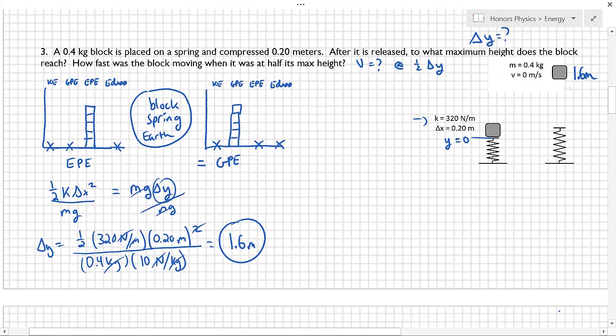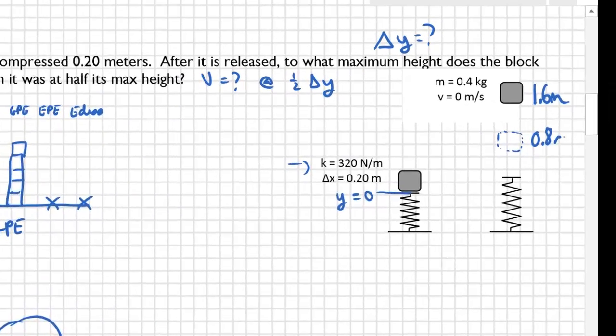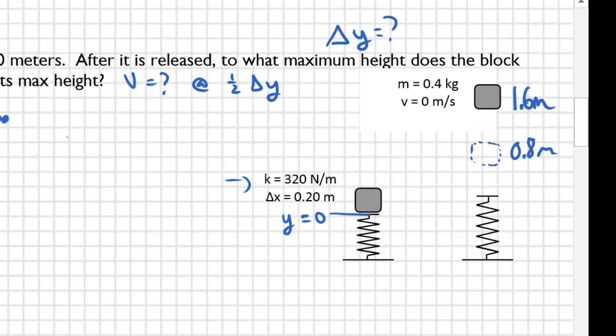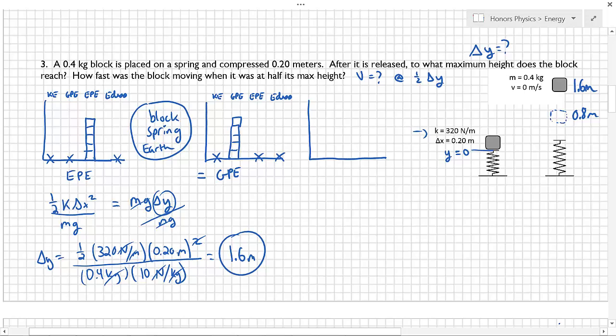All right, so the next step is, it says, how fast was the block moving when it was at half its max height? And so what we can do now is say, okay, well, it made it 1.6, but I want to know how fast it was moving, so we're looking for the velocity when it was 0.8 meters high. Okay, half the max height. So I'm going to turn my LOL diagram into an LOLL diagram. The system hasn't changed, so I don't need to do an LOL-OL diagram, so I'm just going to draw this new one here. And we have our KE, GPE, EPE, and EDIS.